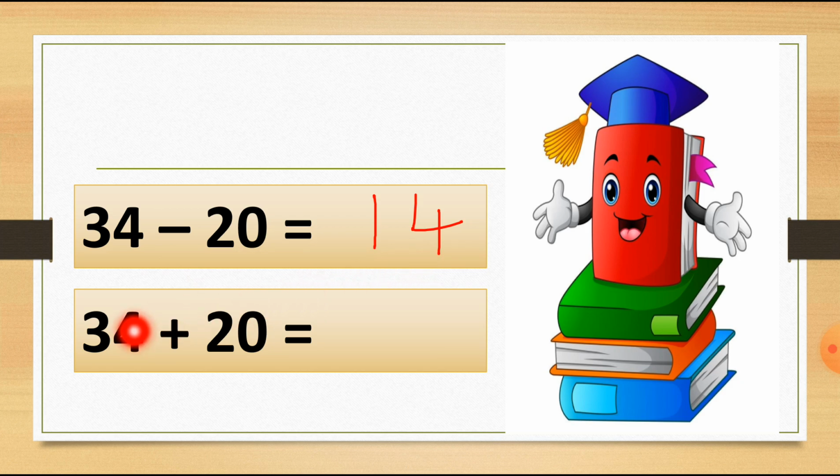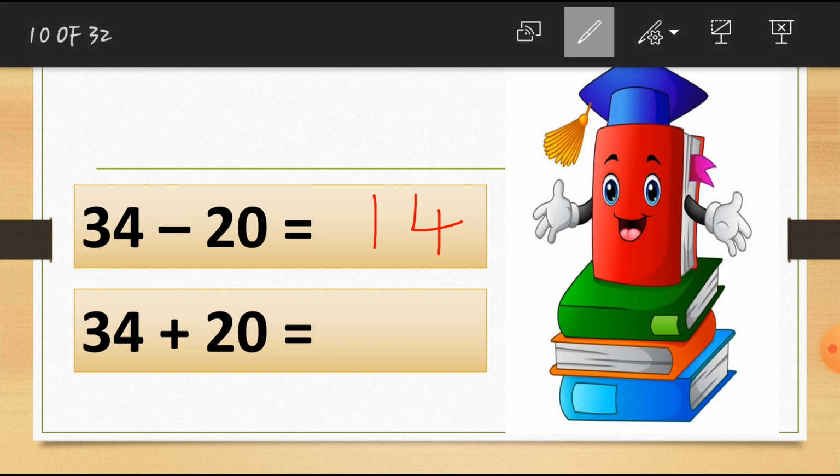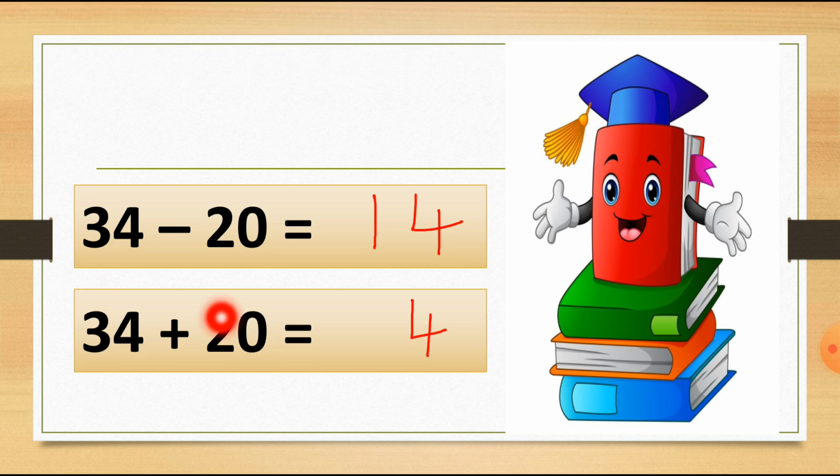Now here is the next one, which is 34 plus 20. Now we have to add 20 to this number. So we focus on this number here. The 4 is the ones value. So again I write 4 here, which is our ones value. Now here is the 3. Here is the plus sign, which indicates we have to add the numbers.